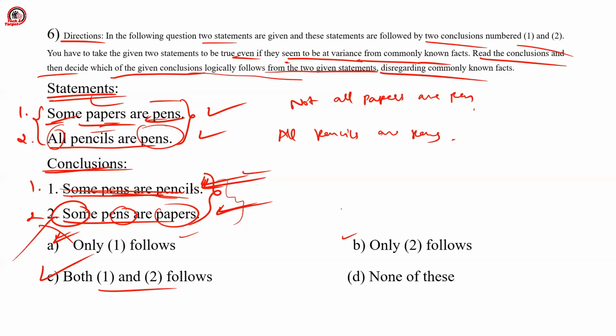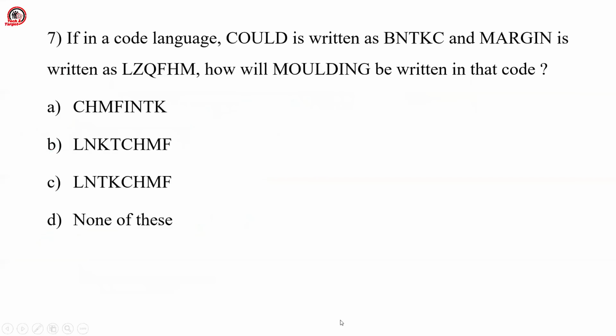All right. Now, with that being said, let's move on to the next question. What is the next question? If in a code language, COULD is written as BNTKC and MARGIN is written as LZQFHM, how will MOLDING be written in that code?